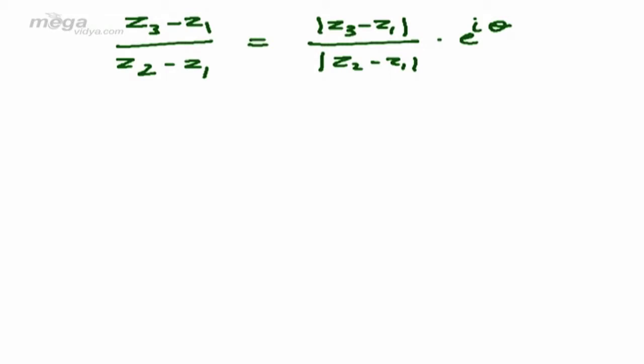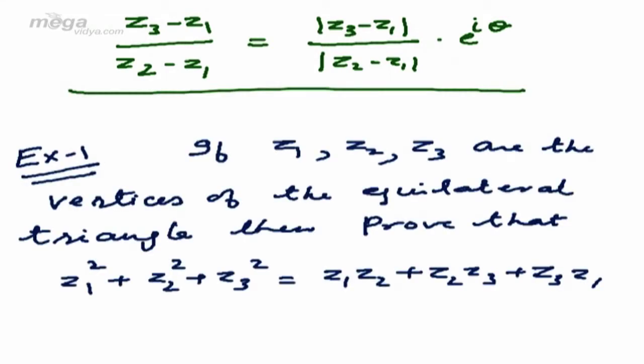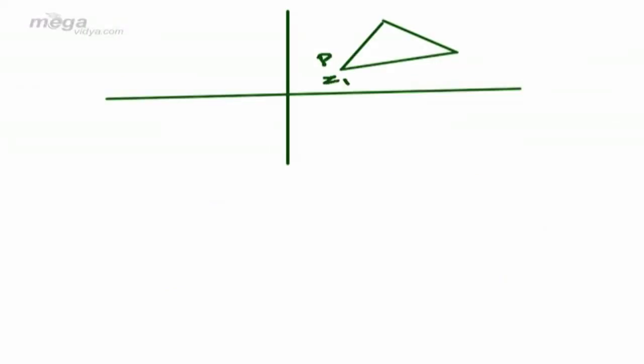Now let us come to the example. Example 1. If Z1, Z2, Z3 are the vertices of an equilateral triangle, then prove that Z1 square plus Z2 square plus Z3 square is equal to Z1 Z2 plus Z2 Z3 plus Z3 Z1. Now let us come to the solution. Vertex P is denoted by Z1, vertex Q is denoted by Z2, vertex R is denoted by Z3. This is an equilateral triangle whose sides are all the same.